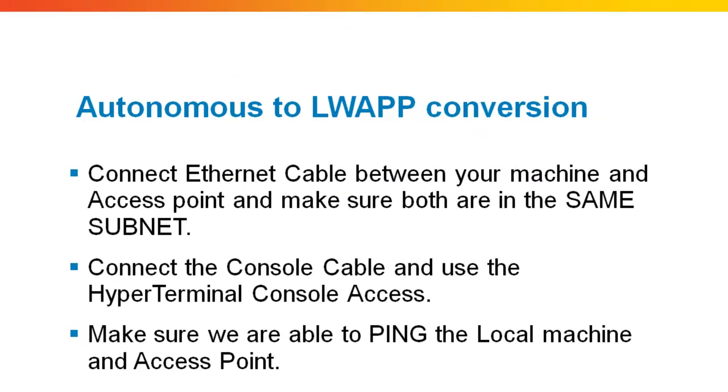Please connect the Ethernet cable between your machine and the access point and make sure both are in the same subnet. Connect the console cable and use the HyperTerminal console access and check whether you are able to ping the local machine and the access point. Once we confirm the connectivity is good, we will issue the magic command to convert the access point to LWAPP.